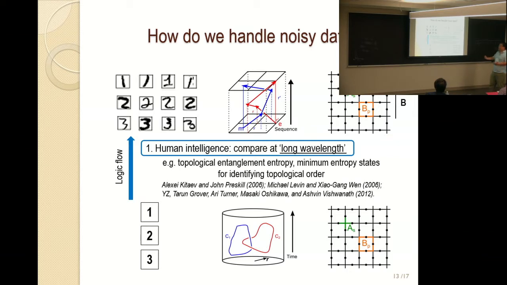Traditionally we compare the specific model, the more generic model, with our understanding in the exactly solvable limit and TQFT in the long wavelengths. For example, when we calculate topological entanglement entropy, we need the subsystem size to be larger than the correlation length.